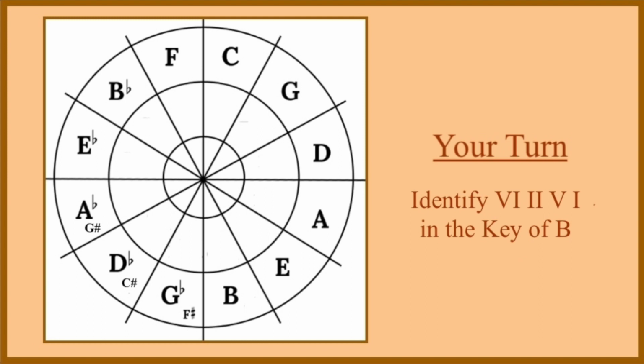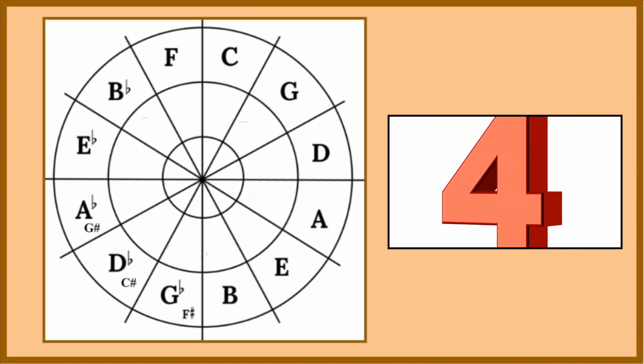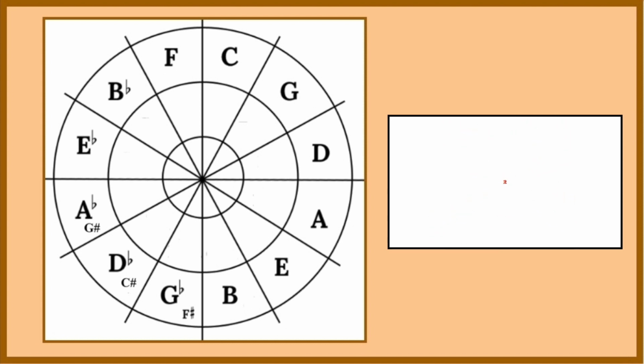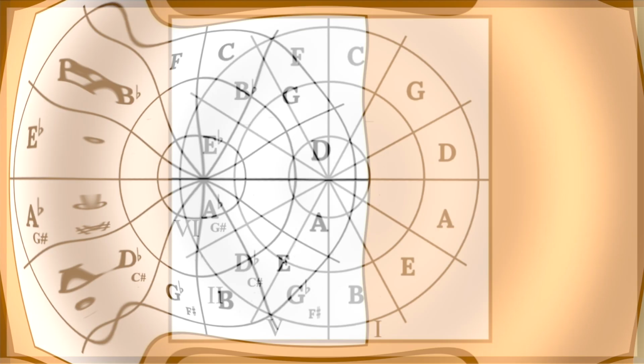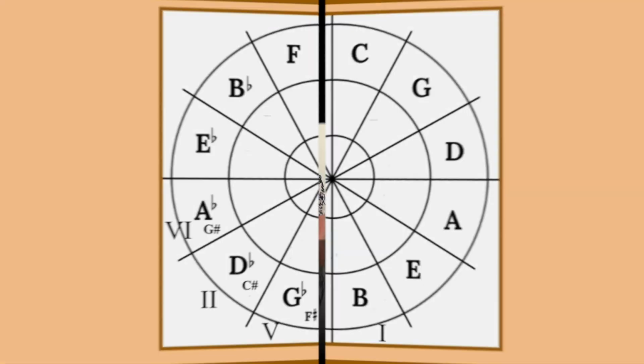Now see if you can find 6-2-5-1 for the key of B. The hint will be that it is a sharp key, so A flat will be G sharp and D flat will be C sharp. And 6-2-5-1 for the key of B is G sharp, C sharp, F sharp, back to B.